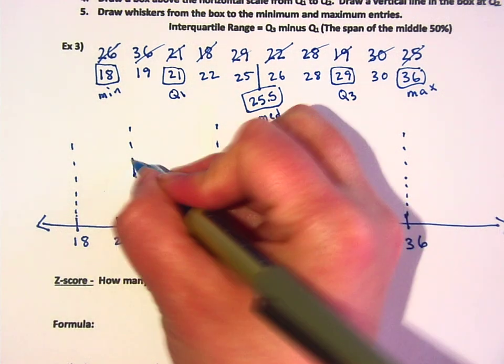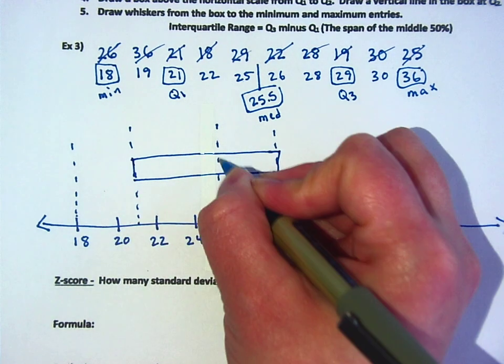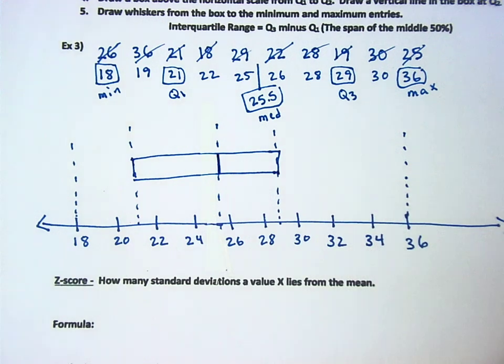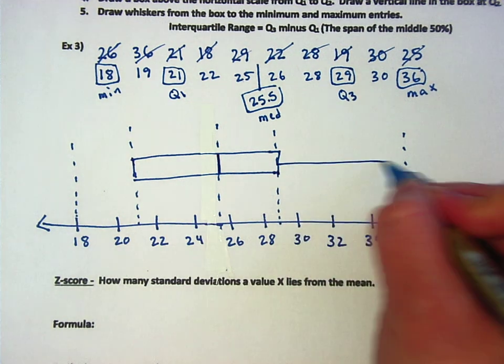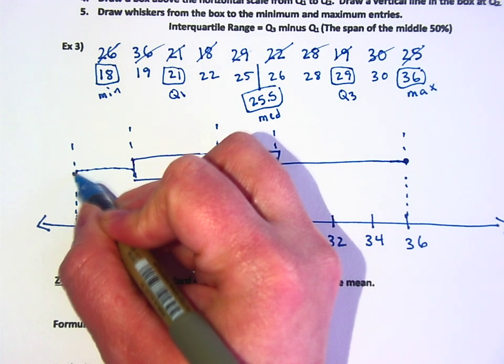And then you draw a box, and that goes from Q1 to Q3. And you put that line in where that median hits. And then the whiskers go out to the minimum and the maximum.